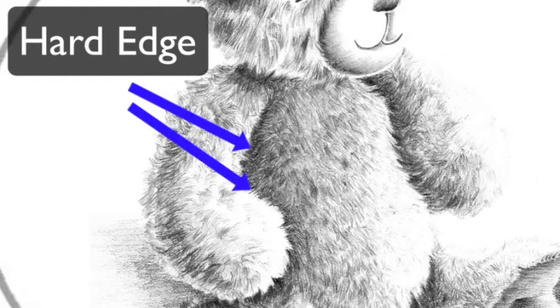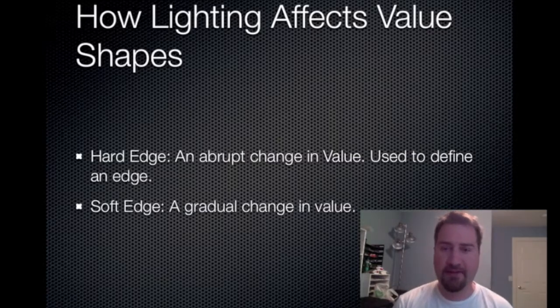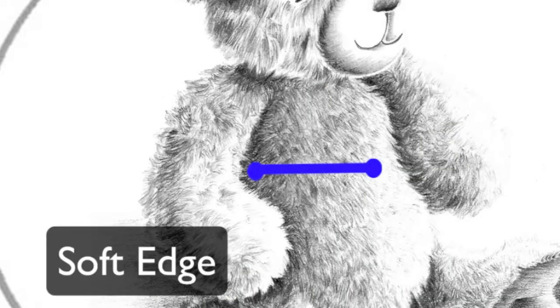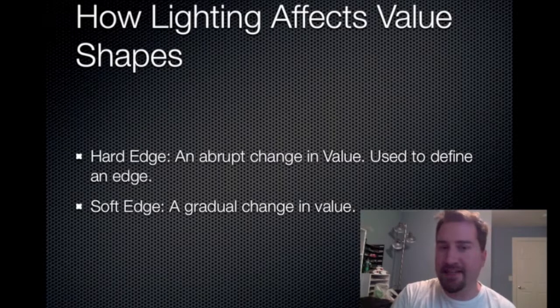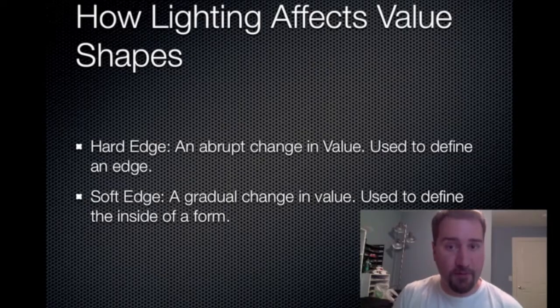If you have a drawing that's just a bunch of dark grays and light grays, you need a hard edge to help define a plane, in order to have an edge for your brain to make sense out of what you're looking at. Now a soft edge is a gradual change in value, meaning it'll go from dark to dark gray, lighter gray, white, and so on. It just smoothly transitions in a nice even blend. And that's used to define the inside of a form. A hard edge defines your edges, a soft edge fills in your forms.